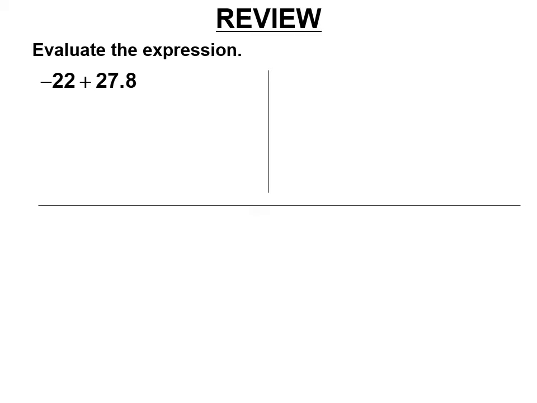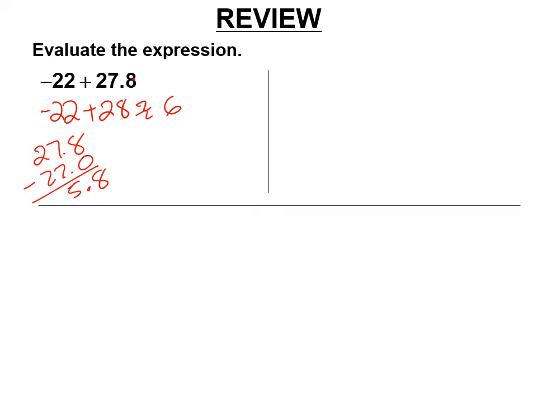So this is like negative 22 plus around 28, right? We'll round that up to 28 because it's a 5 or above. So this answer is going to be around 6, right? So when we do this, it better be a number around positive 6, and it is 5.8 or 5 8/10.